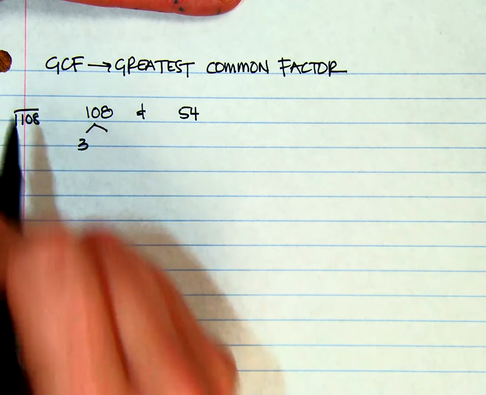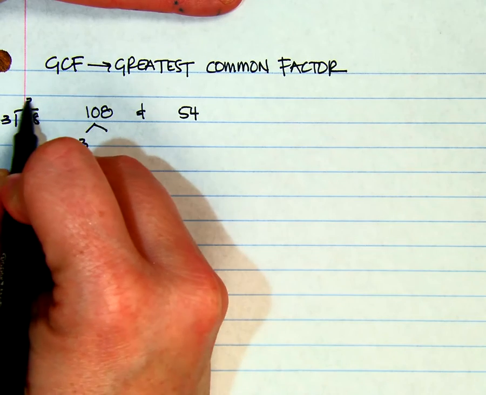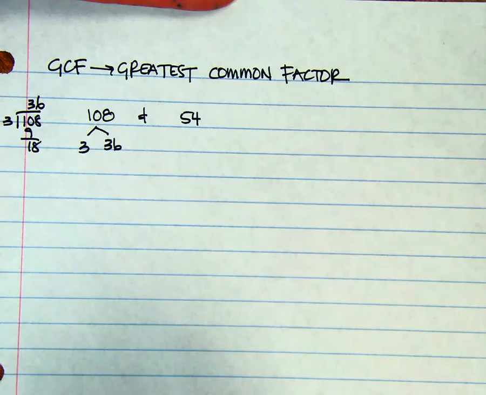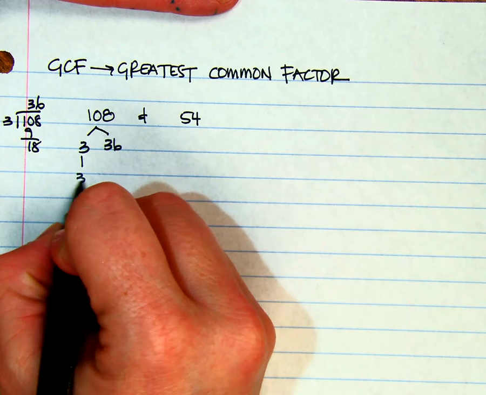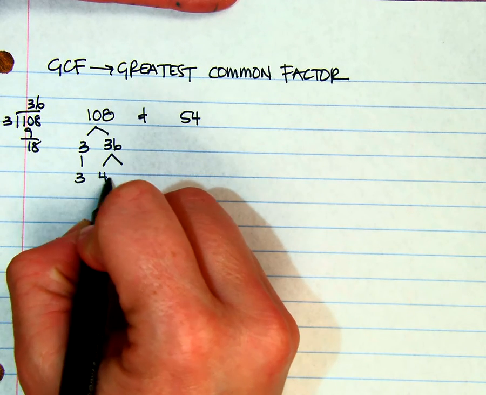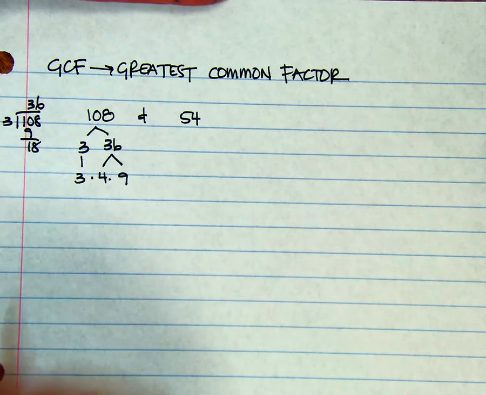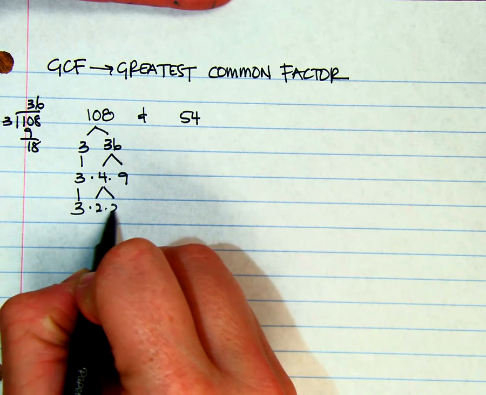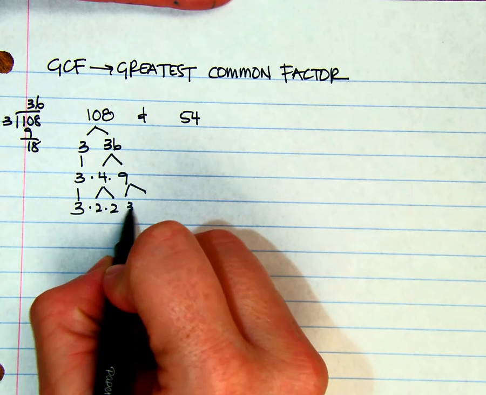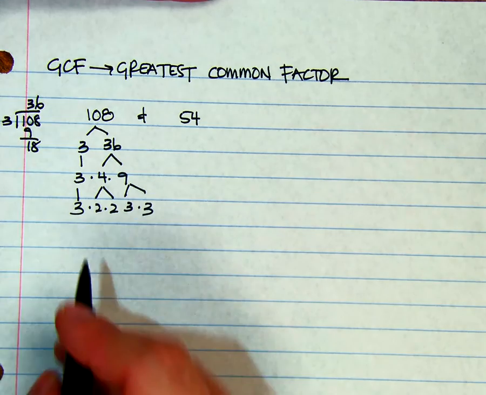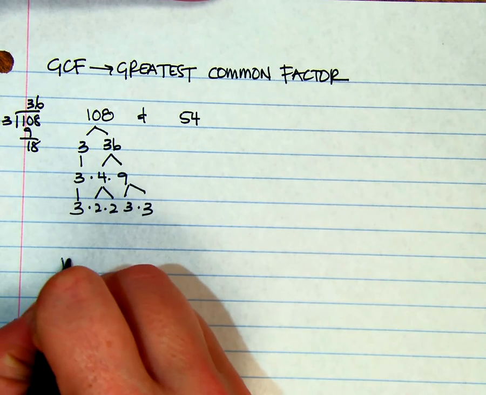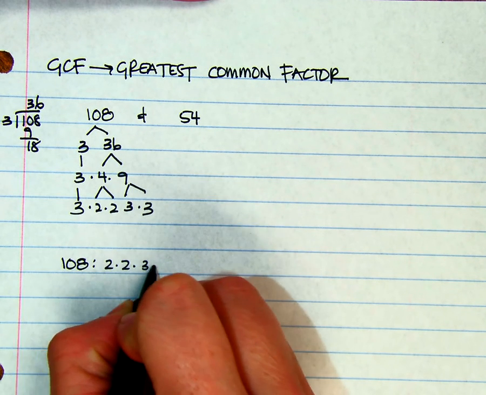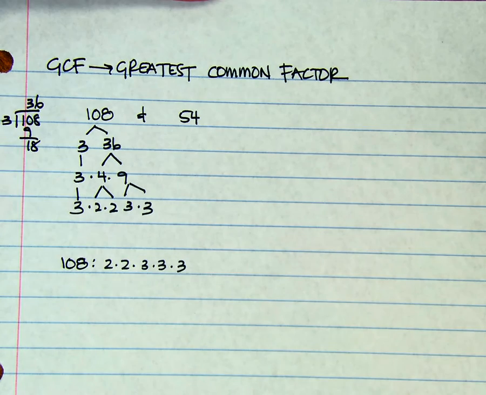And you can actually be using your calculator for some of these chicken scratches off on the side. So it's 3 times 36. I'm going to bring the 3 down. I know that 36 is 4 times 9. Bring the 3 down. 4 breaks into 2 times 2, and the 9 breaks down to 3 times 3. So I have 108 breaks down to 2 times 2 times 3 times 3 times 3.